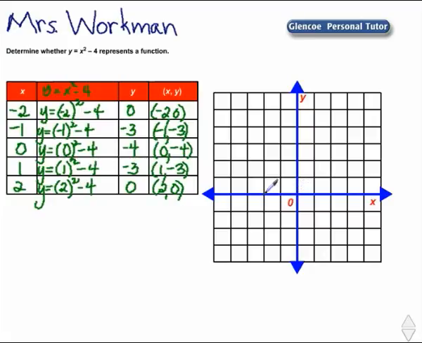-2, 0. -1, -3. 0, -4. 1, -3, and 2, 0 would be right there. Alrighty, now that we have our points, let's connect them with a smooth curve.